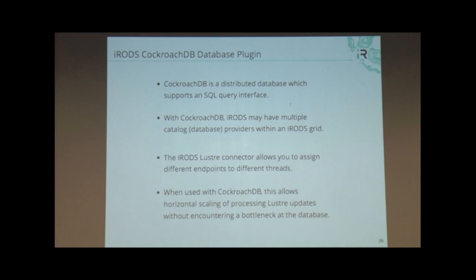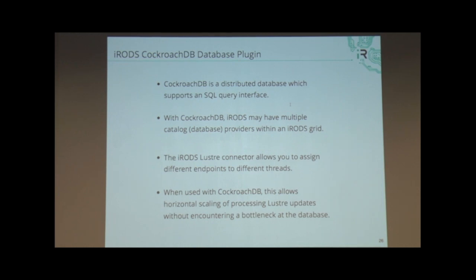Okay, so Cockroach, that was the latest database plugin that we've written for iRODS. It's a distributed database, but it supports an SQL-like interface. With Cockroach, you can now have multiple catalog service providers. The catalog is the resource within iRODS that has the connection to the database. That used to only be one resource that could be the catalog service provider. But with Cockroach and some changes within iRODS, you can now have multiple catalog service providers.